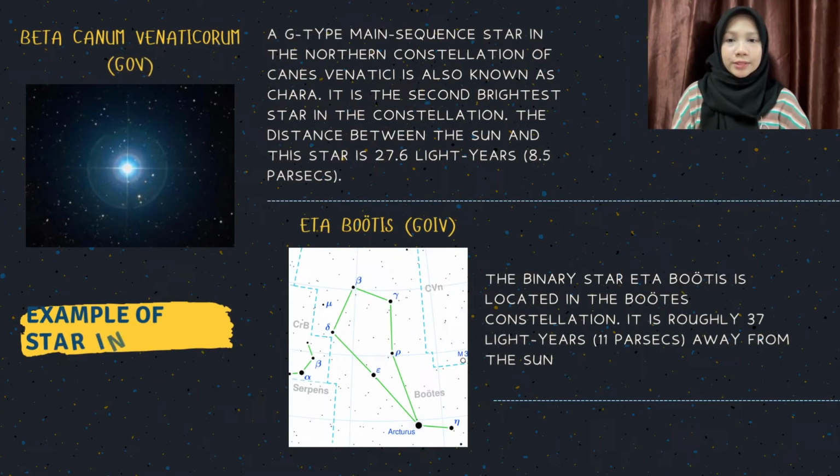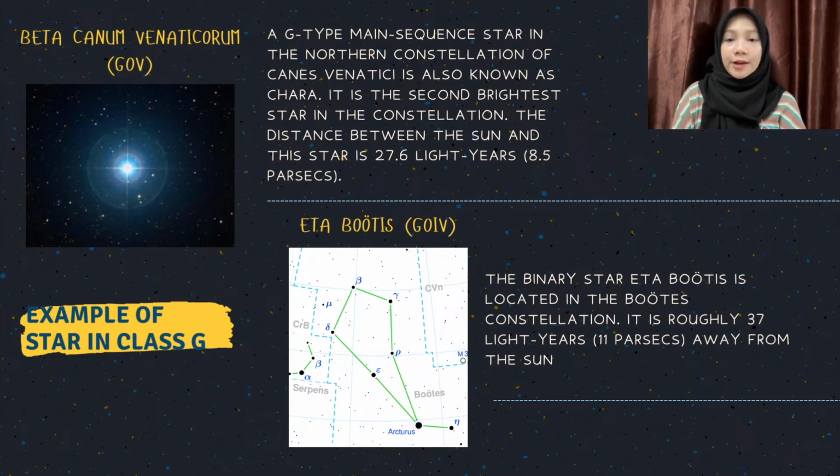Next, I will show the example of stars in class G. First, we have Beta Canum Venaticorum. It is a G-type main sequence star in the northern constellation of Canes Venatici, which is also known as Cor Caroli. It is the second brightest star in the constellation. The distance between the Sun and this star is 27.6 light years, which is 8.5 parsecs.